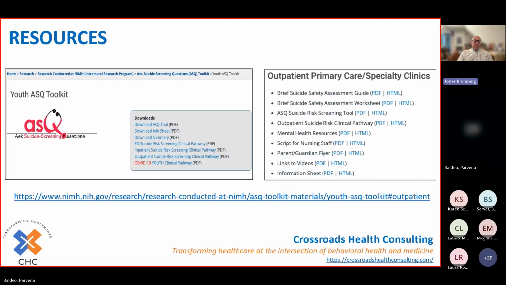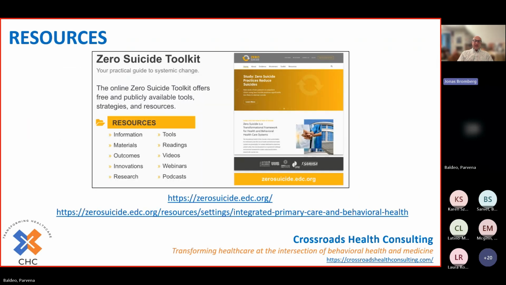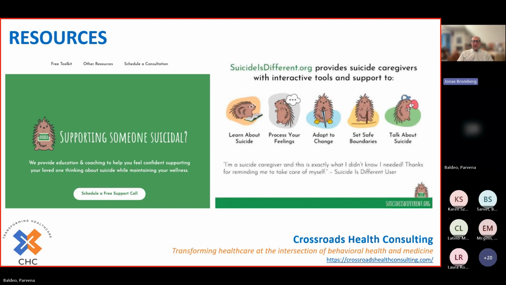Quickly, a few resources. I know Dr. Dickstein shared this with you last month. On the NIMH website is not only the ASQ screening tool, but this very robust toolkit to help you manage these sorts of things. Hugely valuable resource. The Zero Suicide Organization also has a toolkit, many of the same types of tools, also worth taking a look at. There's 2 links here to refer to. This is a great resource for parents and caregivers. May also be very useful to clinicians as well.